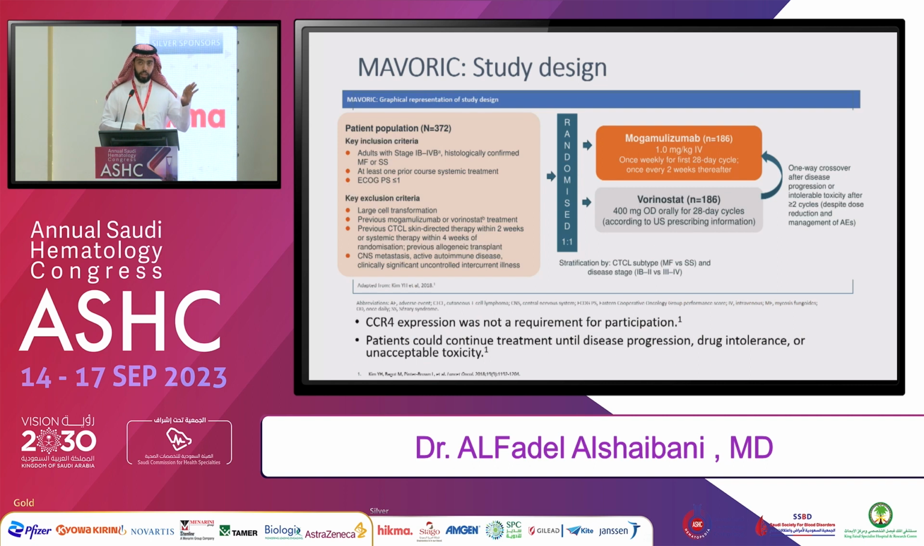The study that put mogamulizumab on the map is the MAVORIC trial. In this trial, patients from stage 1B to stage 4B with histologically confirmed mycosis fungoides and Sézary syndrome, who had progressed through at least one line of therapy and had an adequate performance status, were randomized to receive either mogamulizumab or vorinostat, and the treatment continued until progression of the disease or intolerable toxicity.